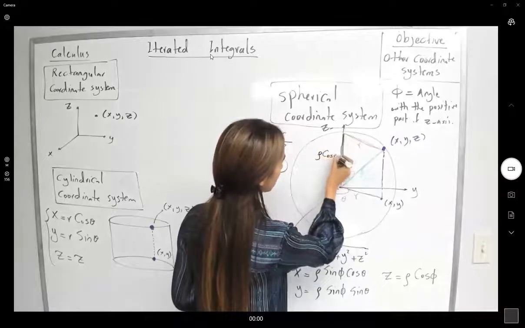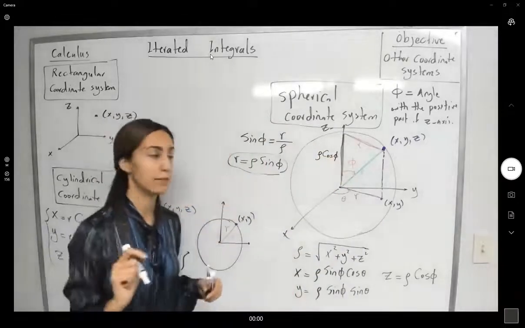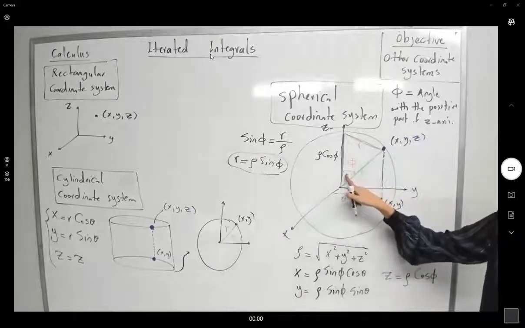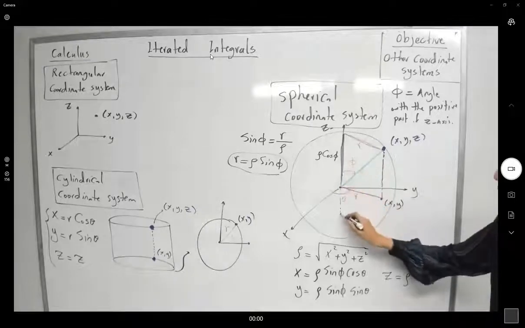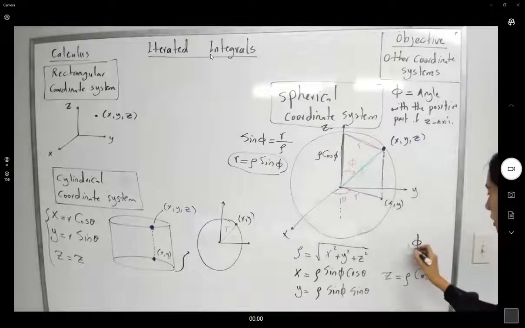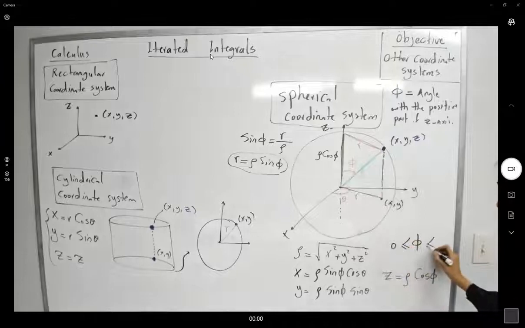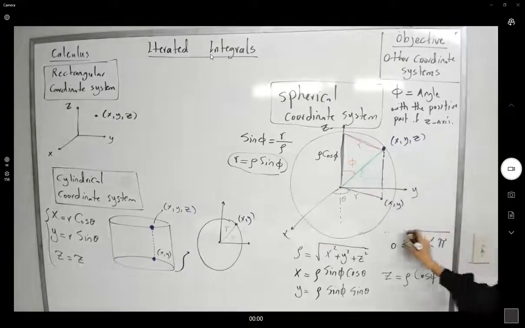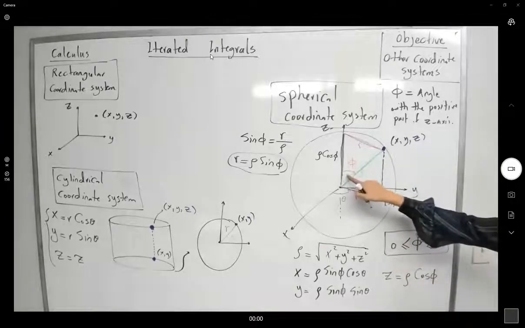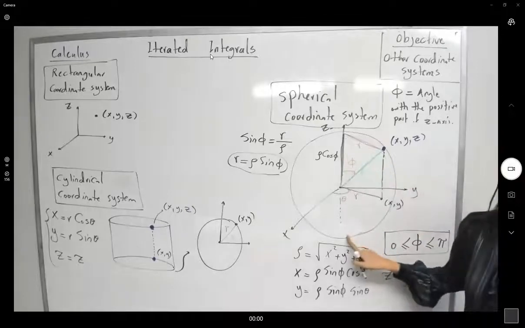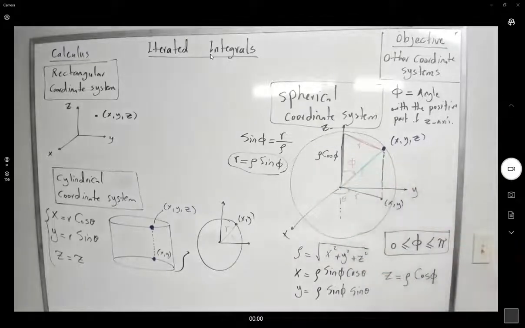Just an important note, this new angle can only range between 0 and pi. It doesn't rotate completely. Your phi is always between 0 and pi. When you're talking about the spherical coordinate system, this is an important note. Your phi cannot rotate fully. Your phi starts from the North Pole and stops at the South Pole. It doesn't go around.